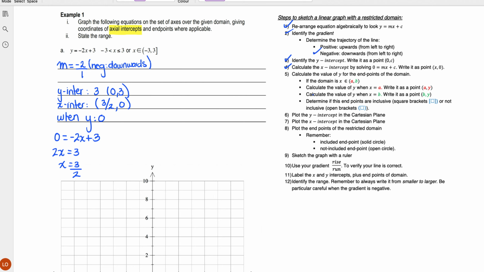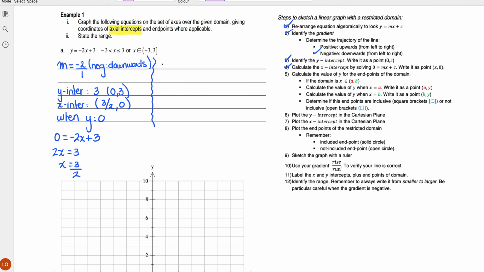Good. Now it says, calculate the value of y for the endpoints of the domain. Okay, so here they're giving us an example. So I'm going to do that here. I'm going to do it with black, so we have different colors to follow. If the domain is given to us as a, b, calculate the value of y when x is equal to a, and then write it as a point, and calculate the value of y when x equals b, and then write it as a point. So let's look at where our endpoints are.